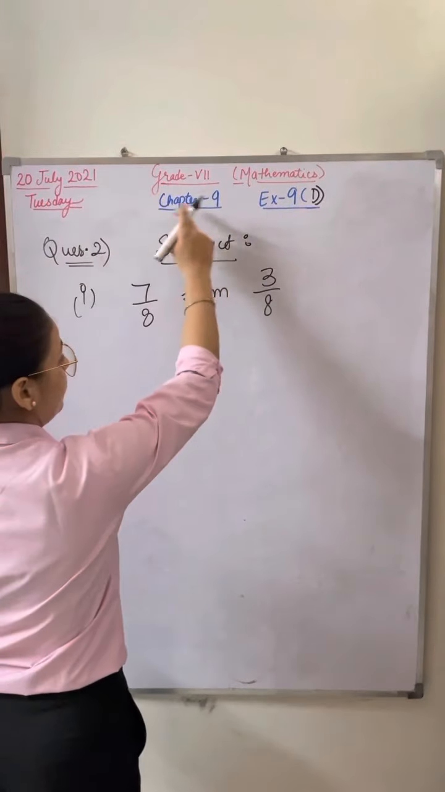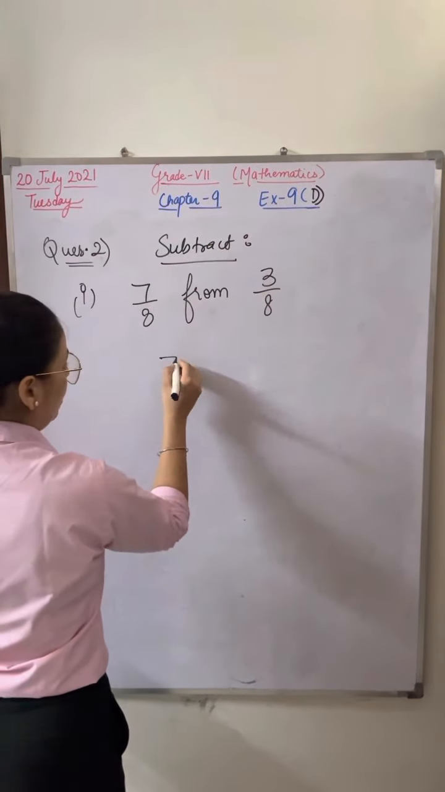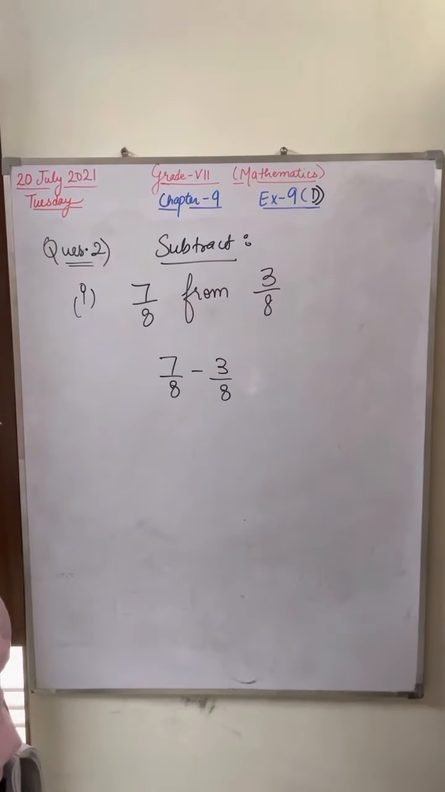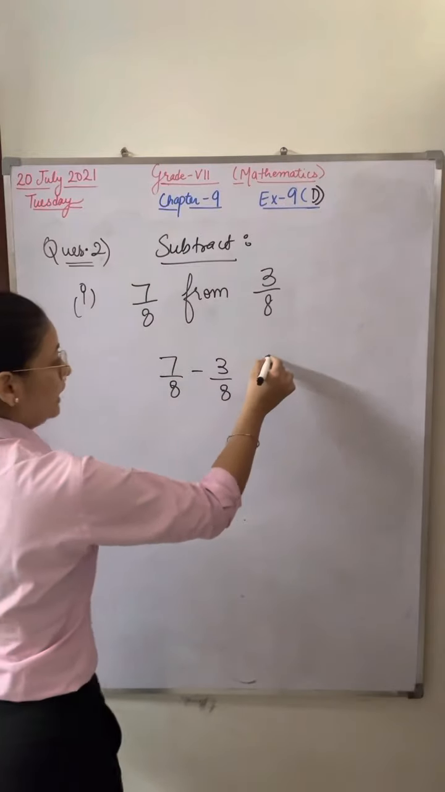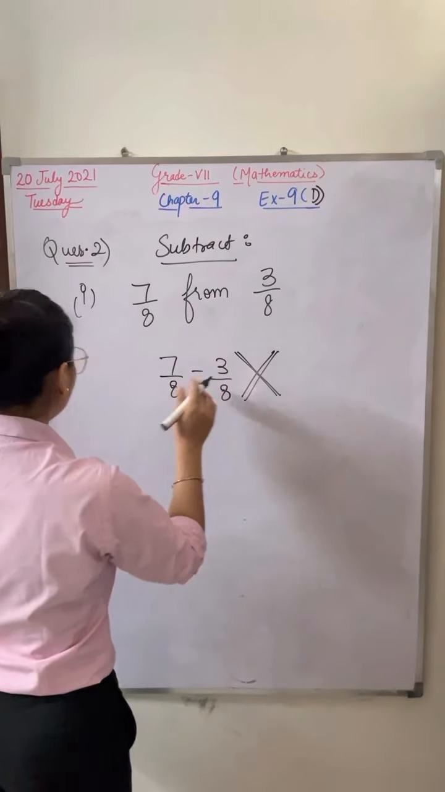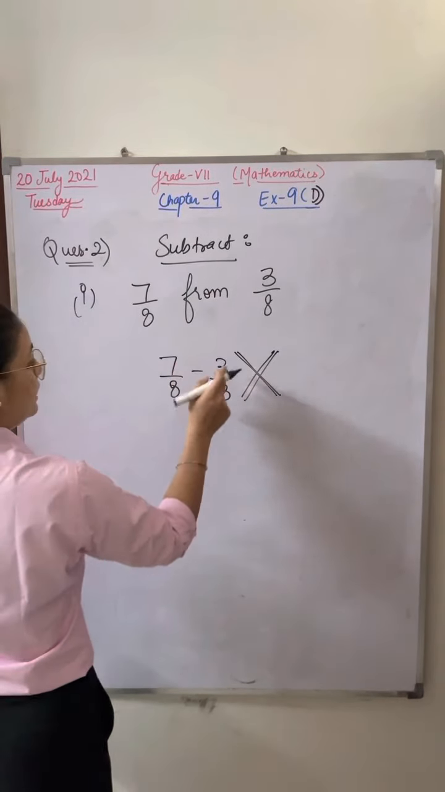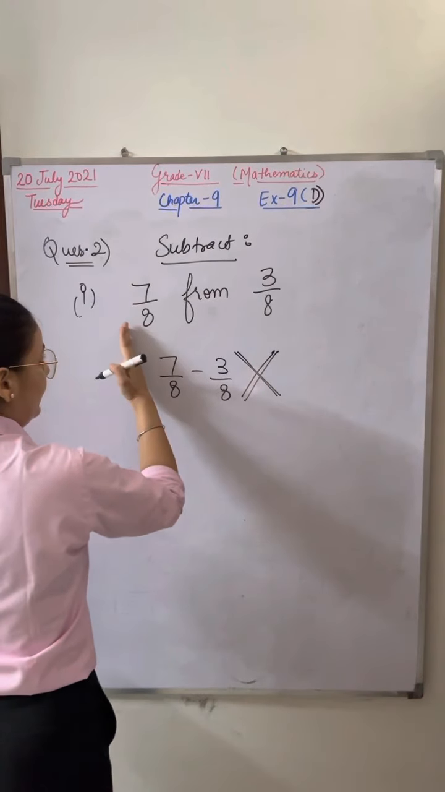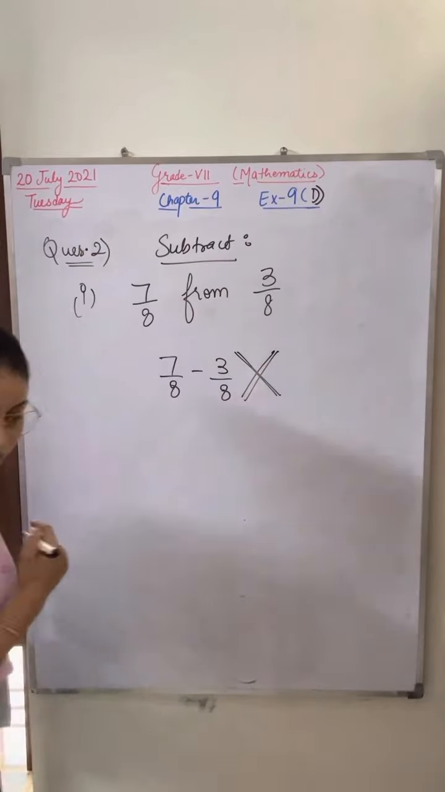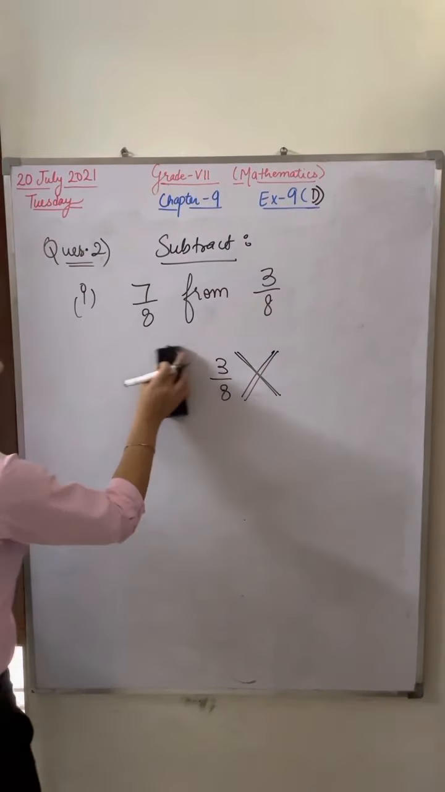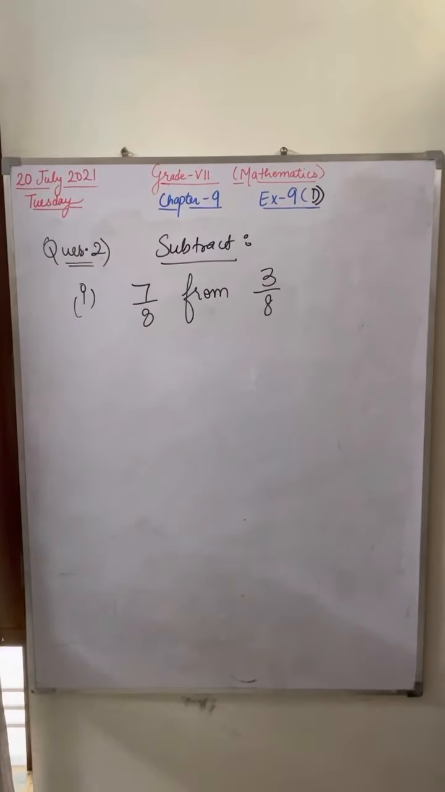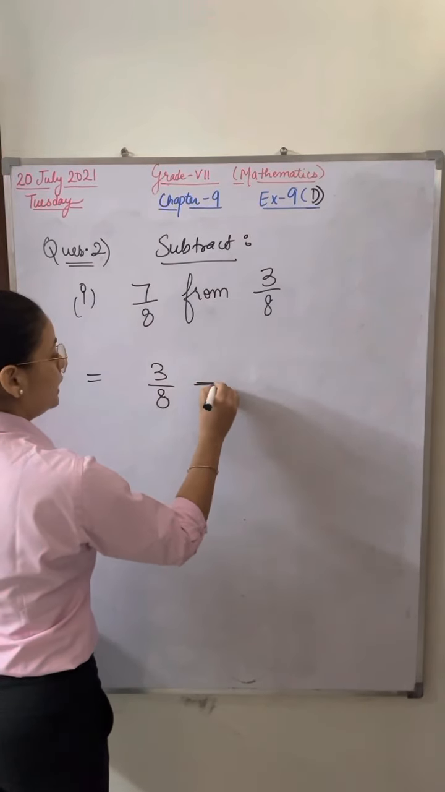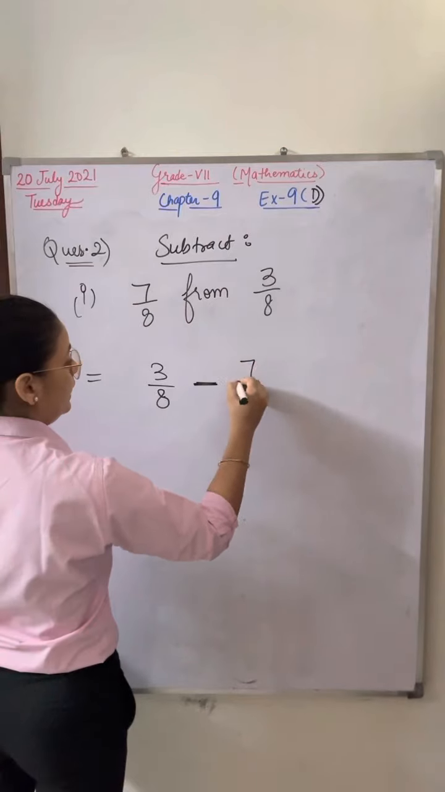They are just reading the statement of subtraction, and they are subtracting in this way. This is totally wrong. I know the question is of subtraction, but this is not the way. They are saying subtract 7 by 8 from 3 by 8. So it means you have to write down 3 by 8 in the beginning, and from 3 by 8 you have to subtract 7 by 8.